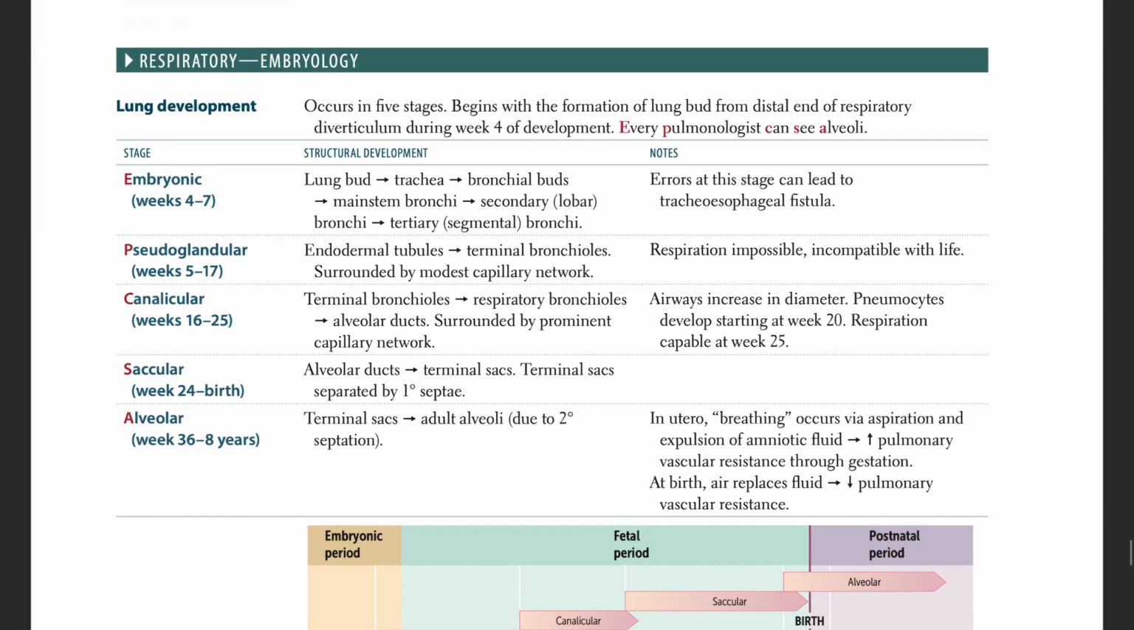All right, let's start with the first thing, which is your respiratory embryology. Lung development. So lung development occurs in 5 stages. Let's just read first. It begins with the formation of the lung bud from the distal end of the respiratory diverticulum during week 4 of development.